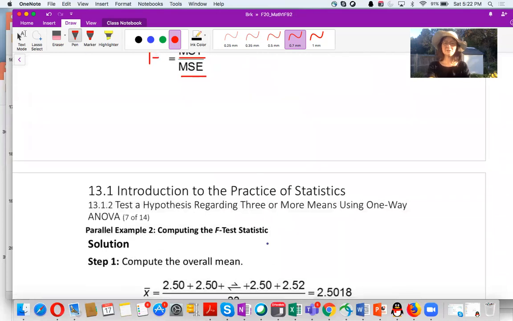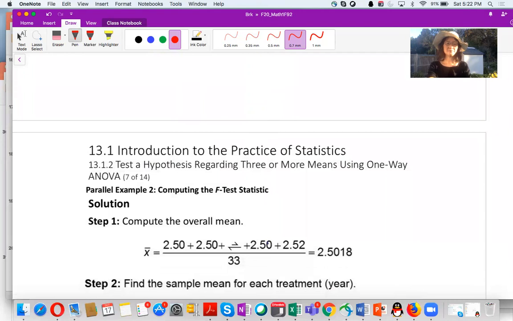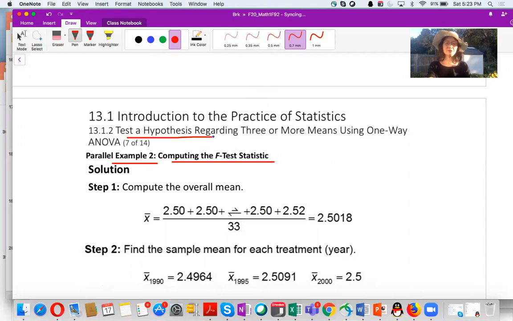Remember what is H0? H0 said all 3 population means are the same. So now this is example 2. Compute the F statistics and then make conclusions. Actually, the title should be test a hypothesis regarding those 3 population means. But this example actually just calculates the F-test statistic.